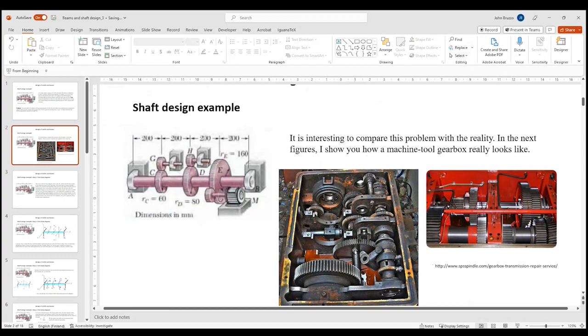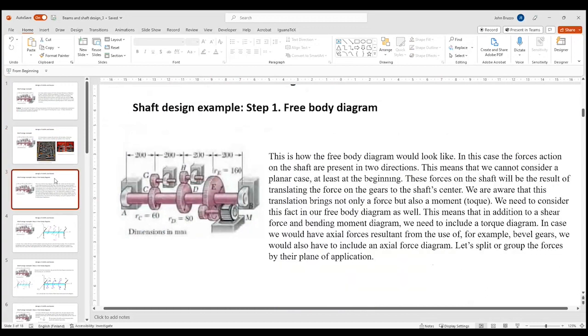It could be possible that at some point you are going to design these machines. It's highly possible. Then the forces are not going to be planar, so you're going to have three-dimensional forces. You're going to have torque, and torque is going to be divided into stages. So that's why this example is pretty important here.